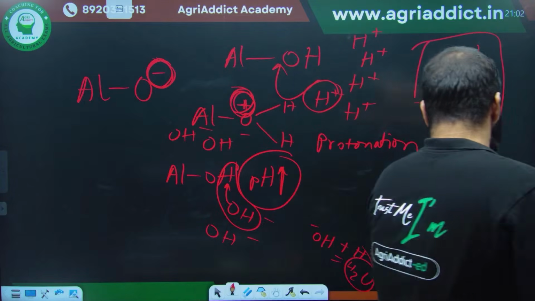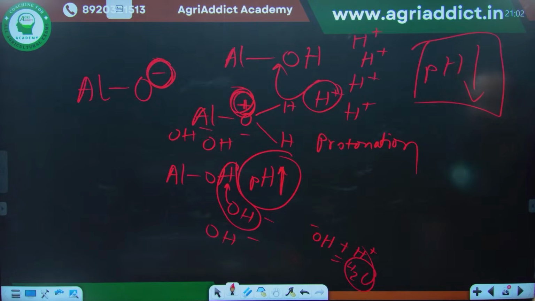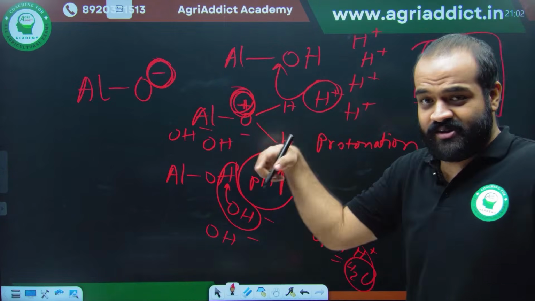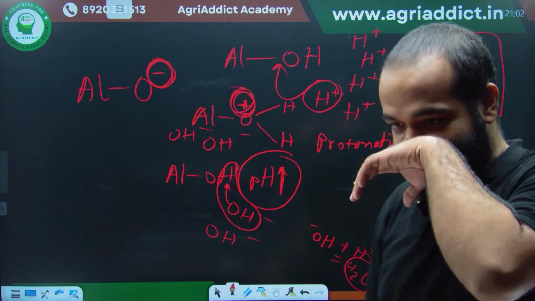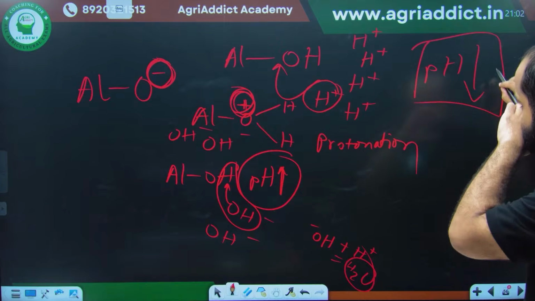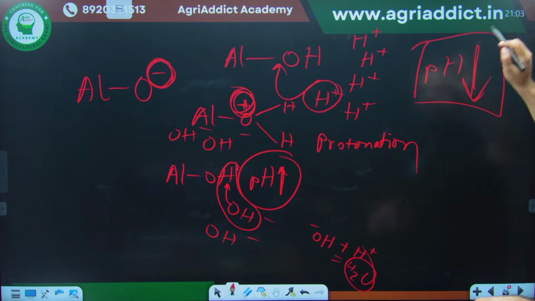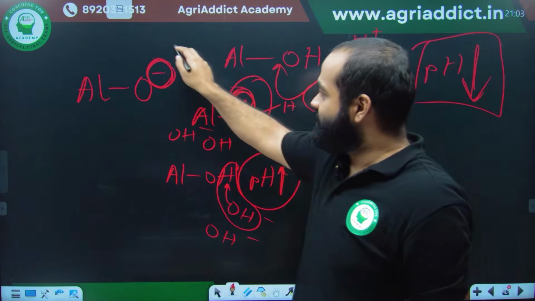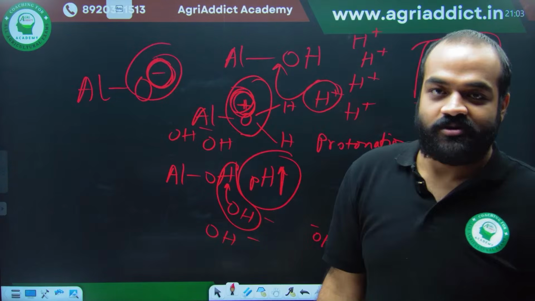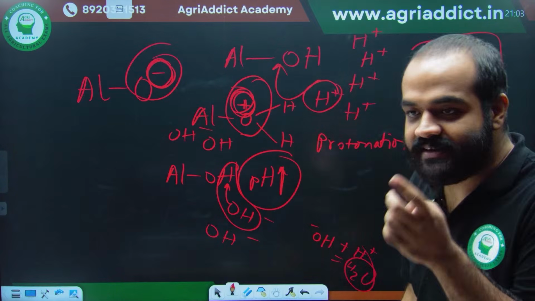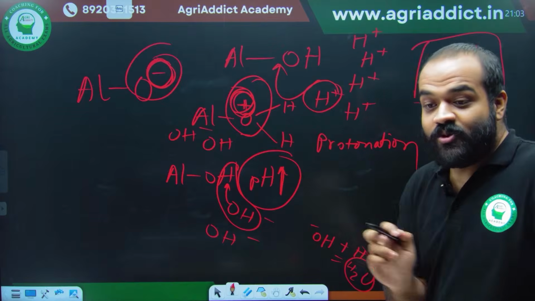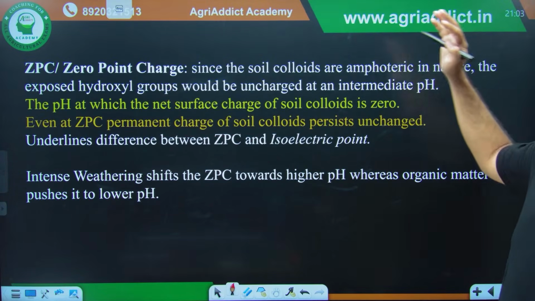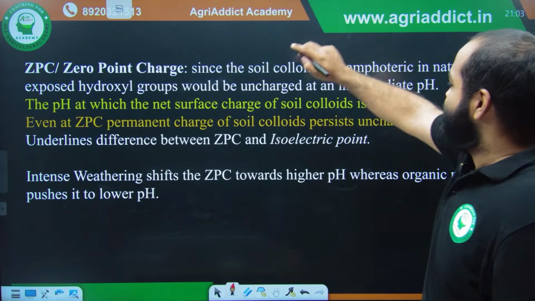So we understood the origin of charge. This pH dependent charge depends on the pH of the soil solution, the pH of the vicinity. If the pH is low, there will be positive charge. If the pH is high, there will be negative charge. So there comes an intermediate pH, which you can see here.